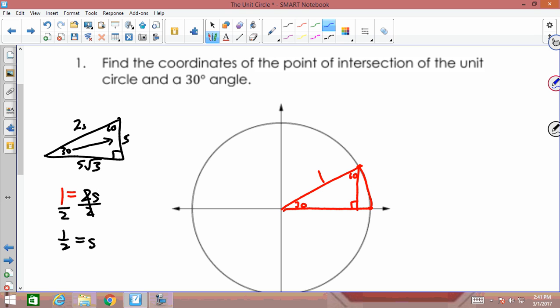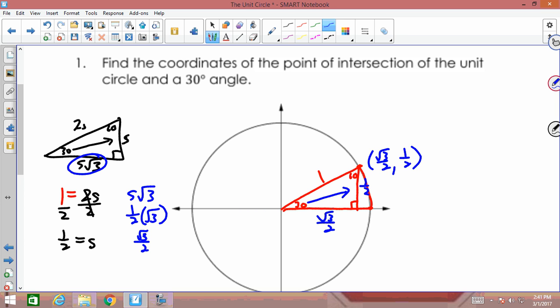Okay. Well, 1/2, s, on our unit circle is the side opposite 30. So that means this is 1/2. Here, s times the square root of 3. Well, we know s is 1/2, so it's 1/2 times the square root of 3. So it's going to be the square root of 3 over 2. That's going to be my x value. So our ordered pair would be x, the square root of 3 over 2, comma, our hypotenuse side, 1/2.